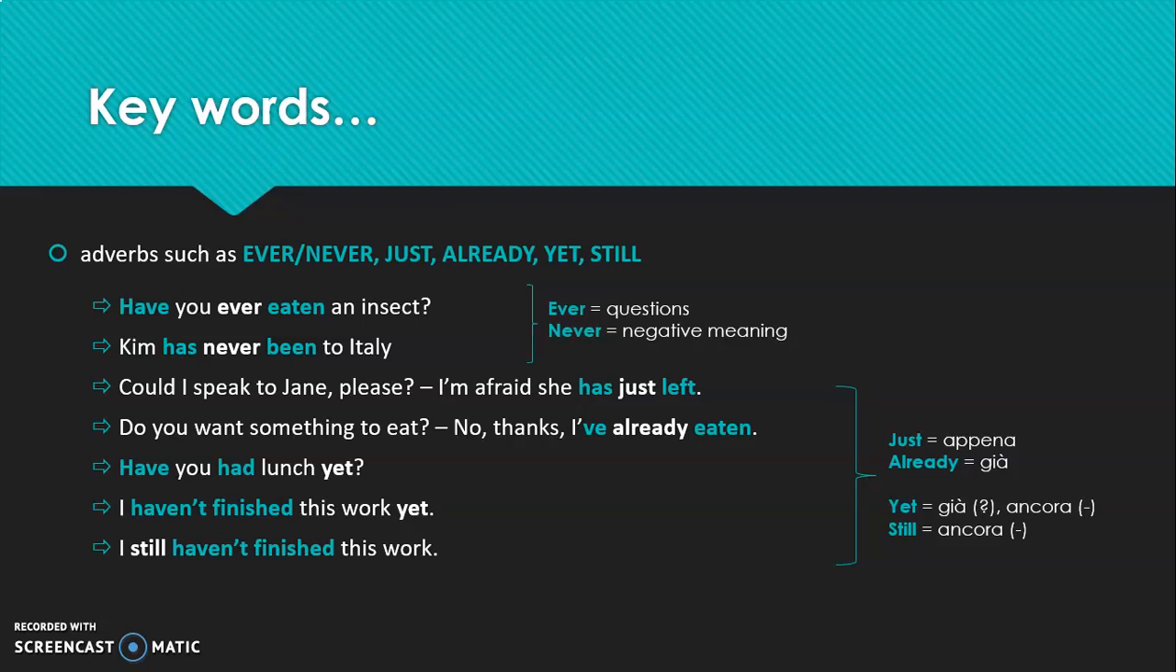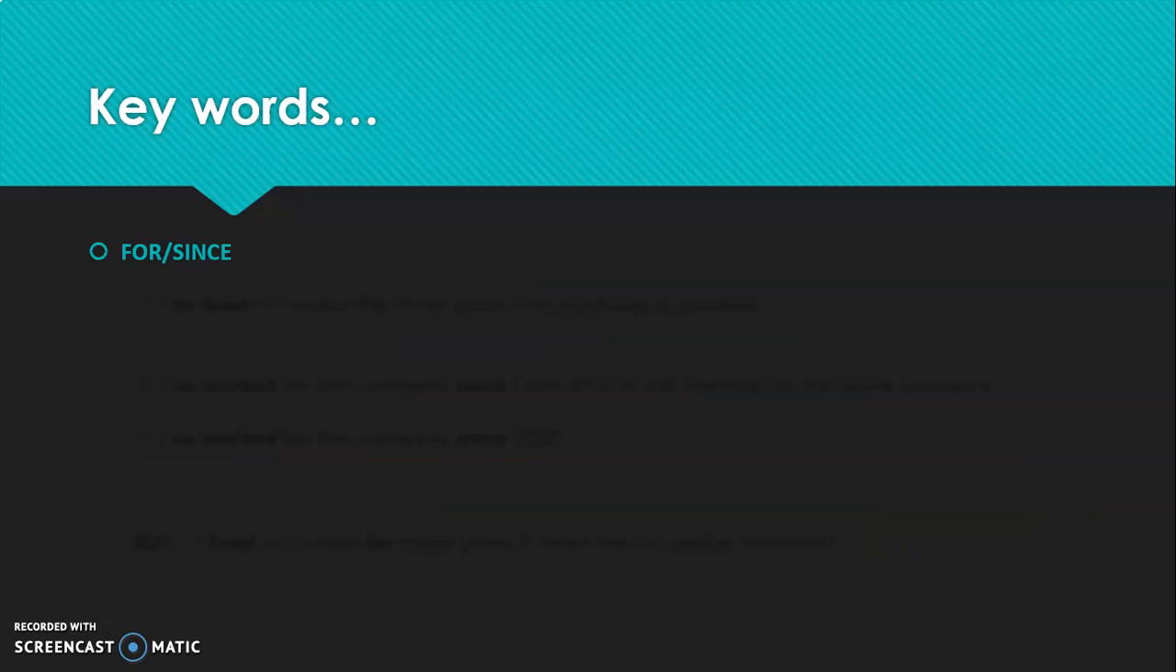And then you have still, that again goes in negative sentences, but after the subject. I still haven't finished this work. And I always quote, whenever I talk about still, the U2's song, I Still Haven't Found What I'm Looking For. Probably you're familiar with this song yourself.